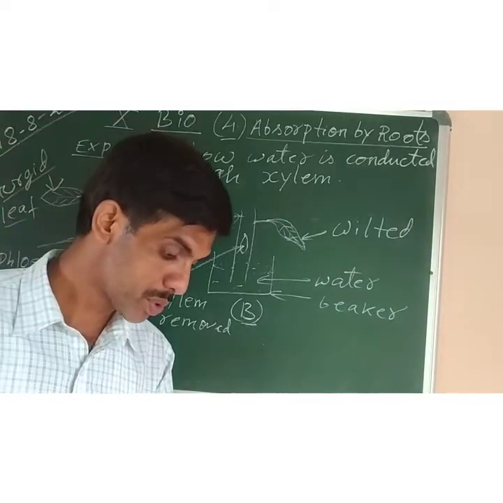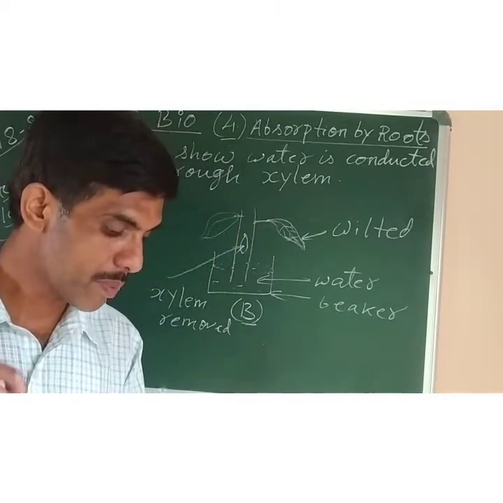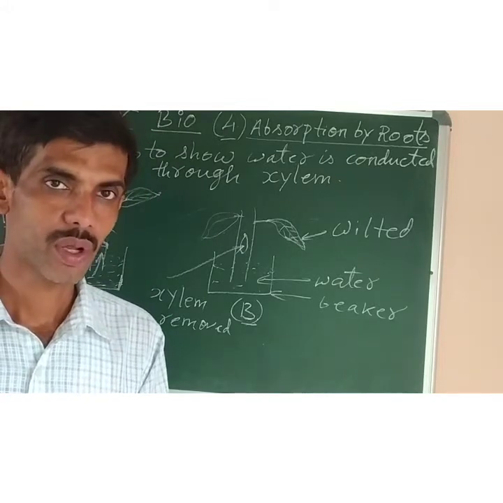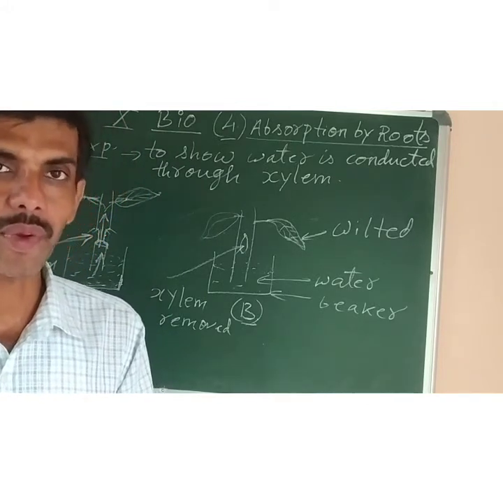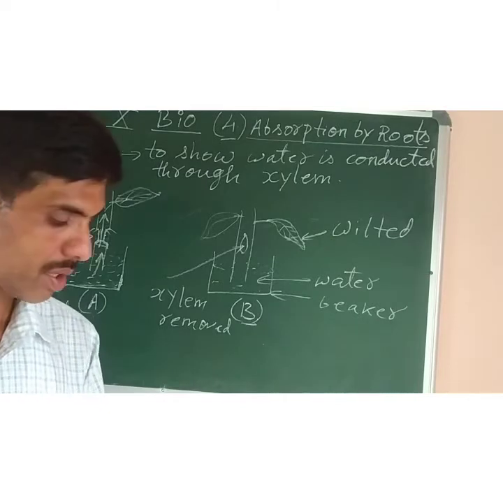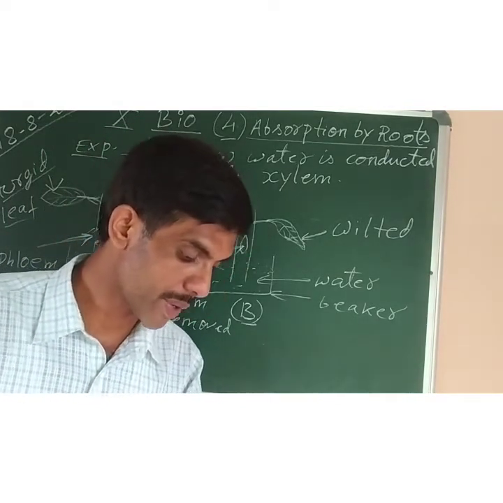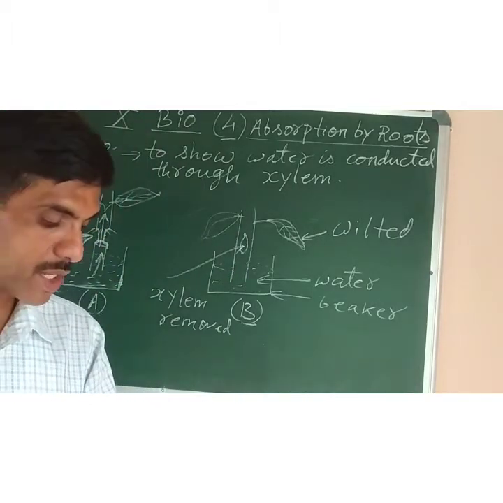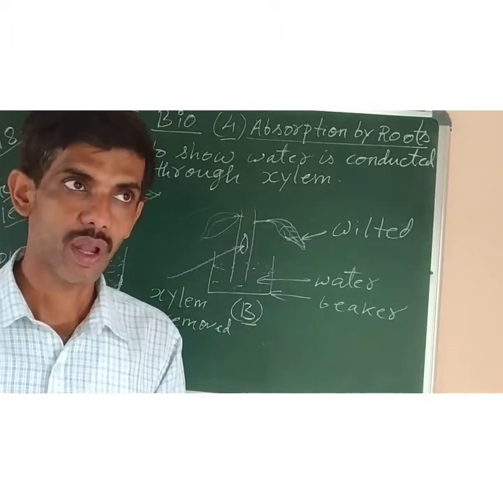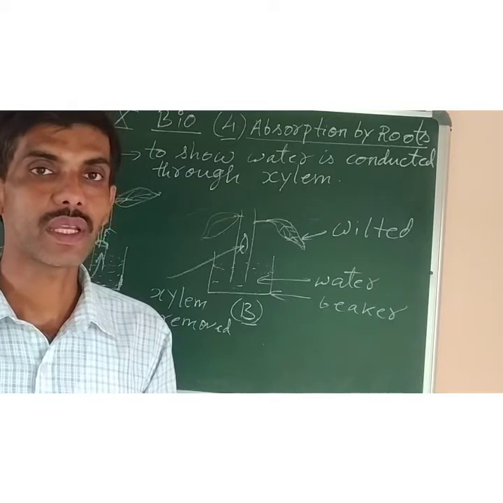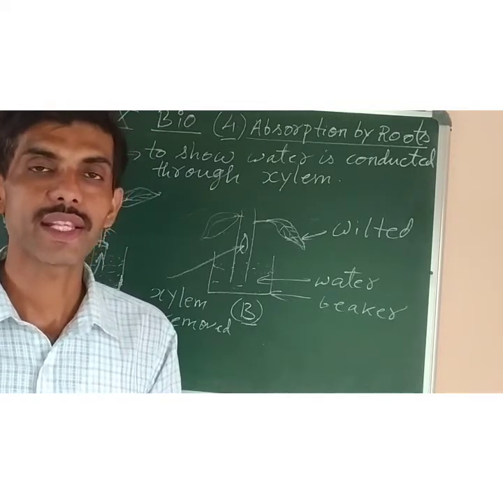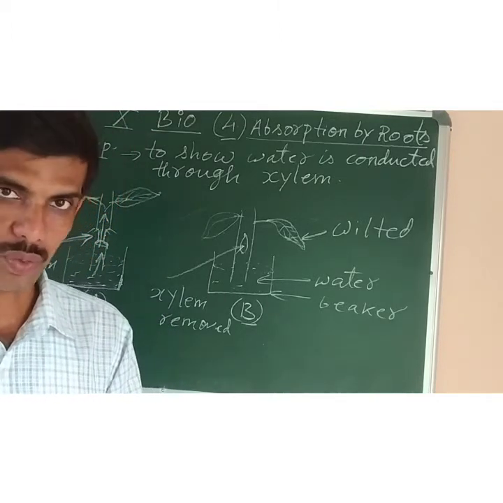Then number 2, diffusion needs a semi-permeable membrane. Is it so? For diffusion, is a semi-permeable membrane required? No. So it will be false. Number 3, loss of water in the form of water vapor from the leaves takes place by osmosis. No. The loss of water from the leaf surface is called transpiration. It is not known as osmosis.